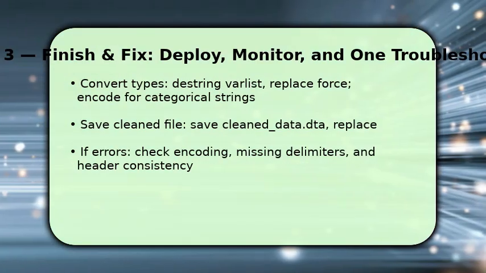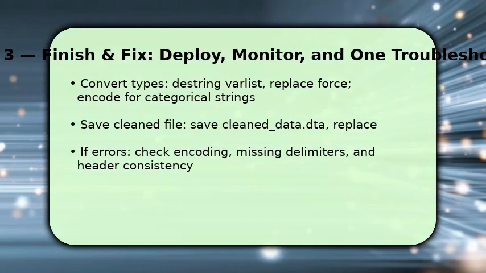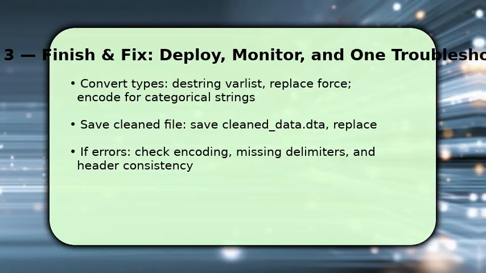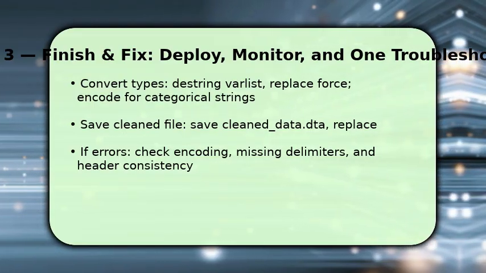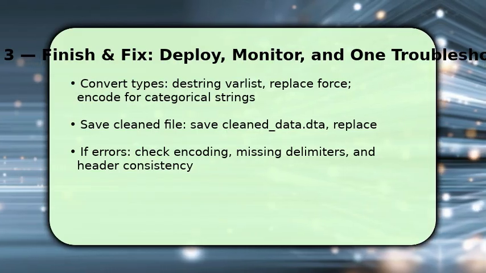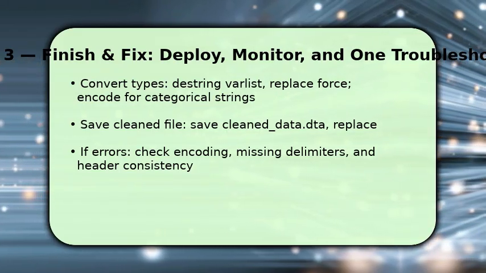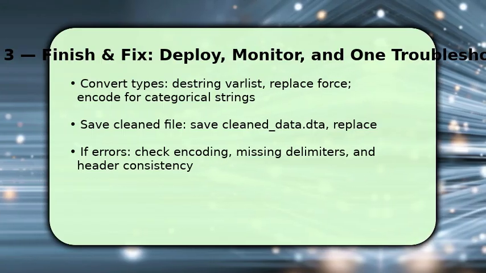You finish by cleaning variable types and saving the dataset. Use destring varlist, replace force to turn numeric strings into numbers, or encode for categorical text variables, then verify with summarize. Once satisfied, save clean_data.dta, replace so you have a reproducible copy.